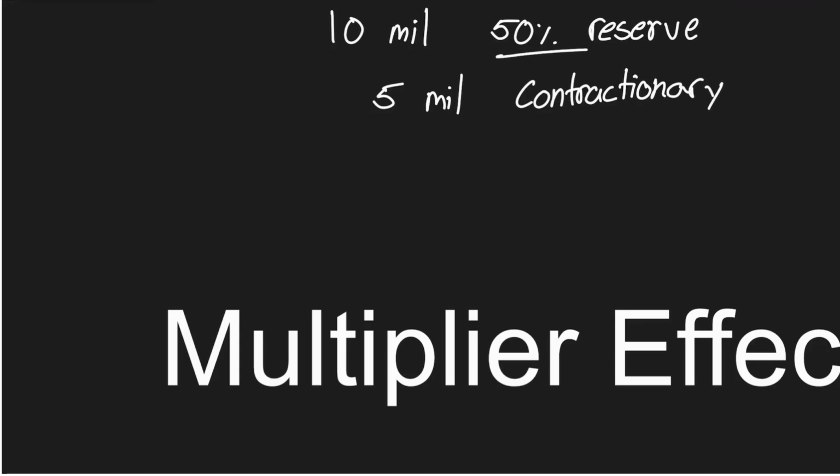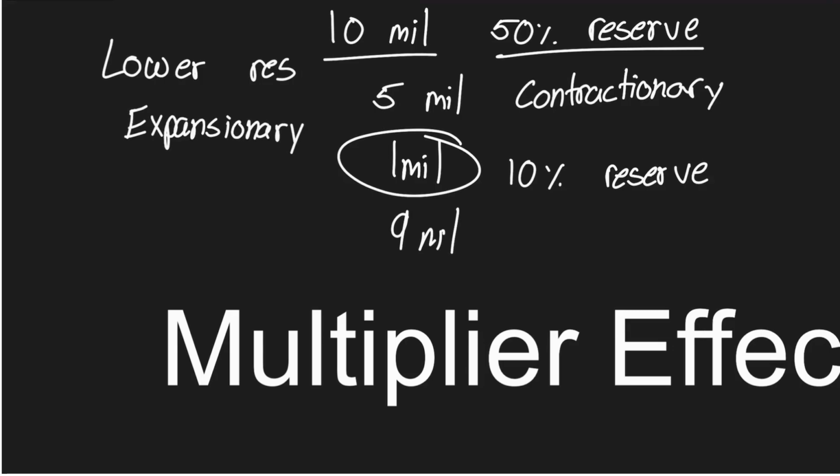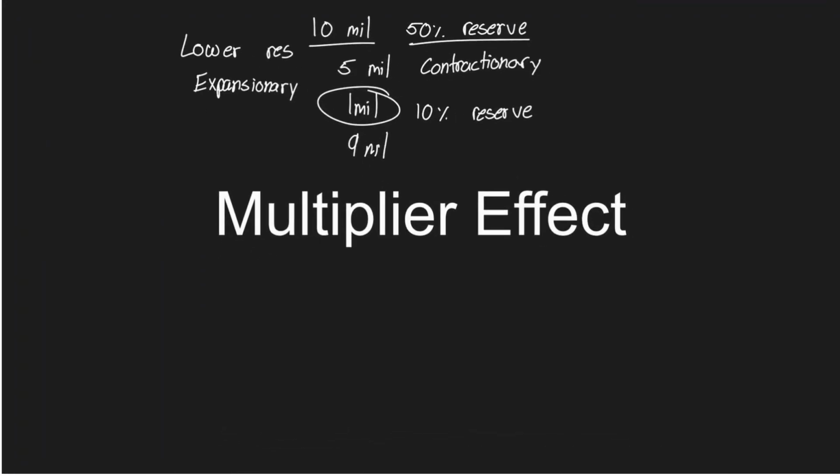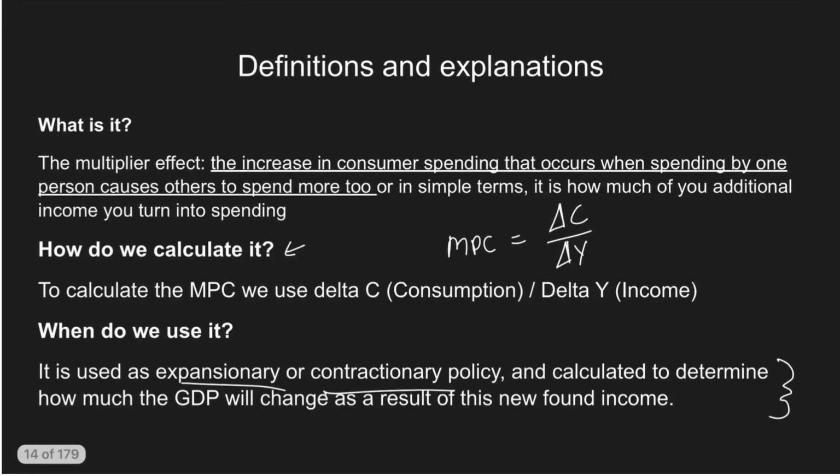However, if our reserve goes down to 10%, it's pretty easy to see that out of the 10 million, you just have to keep your 1 million right here, and then you can give out 9 million. So if we lower the reserve requirement, lowering reserve is expansionary. That goes into a little bit more, but overall, we just have to remember the multiplier effect and the effects that it has whenever it comes to definitions, which we have right here.